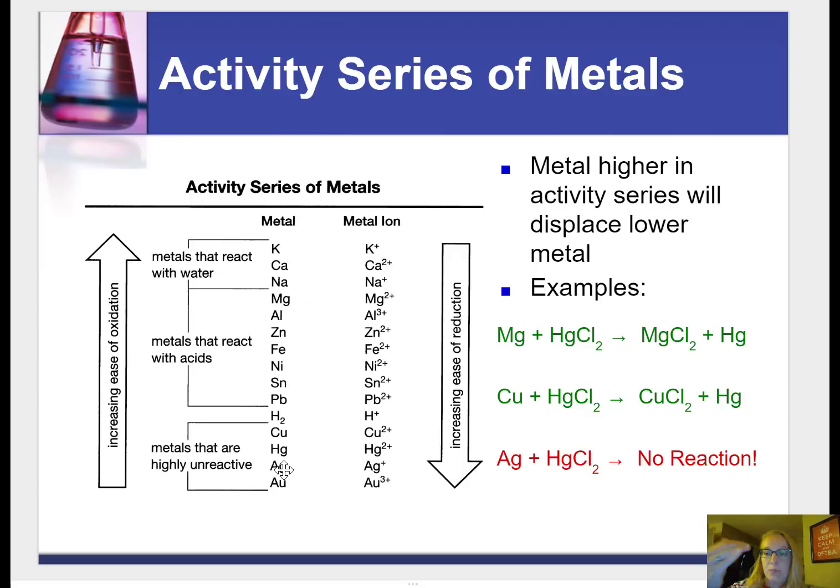If we look at the last one, silver. Silver is below mercury on the activity series, which means it's not reactive enough to cause the bond between mercury and chlorine to break or to be more attractive to your chlorine ion so that chlorine wants to bond with it rather than mercury. If this is the case, no reaction occurs.